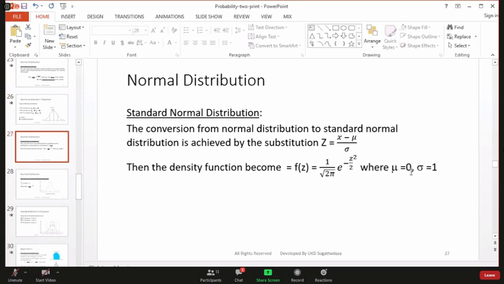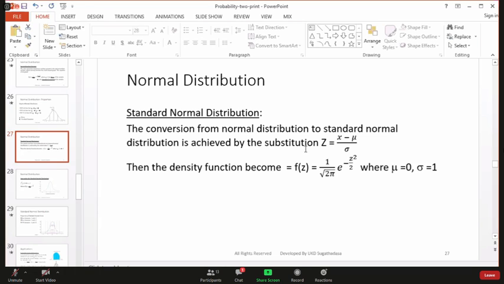Now see the one we are talking about. When mu is 0, I think you can understand that, no? When mu is 0, x minus 0, divided by 1, that is simply x. Same. Z equals x. Actually, we are changing the variable. Based on this particular value, x becomes z. Now this is what we call the standard normal distribution.